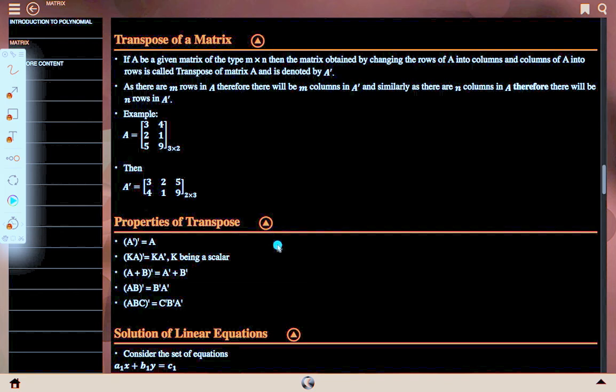Properties of transpose. If we take the double transpose, A transpose and again transpose, it becomes the same, equal to A. KA transpose equals K times A transpose, K being a scalar. A plus B transpose equals A transpose plus B transpose. AB transpose equals B transpose into A transpose. ABC transpose equals C transpose, B transpose, A transpose. All these are properties of transpose.